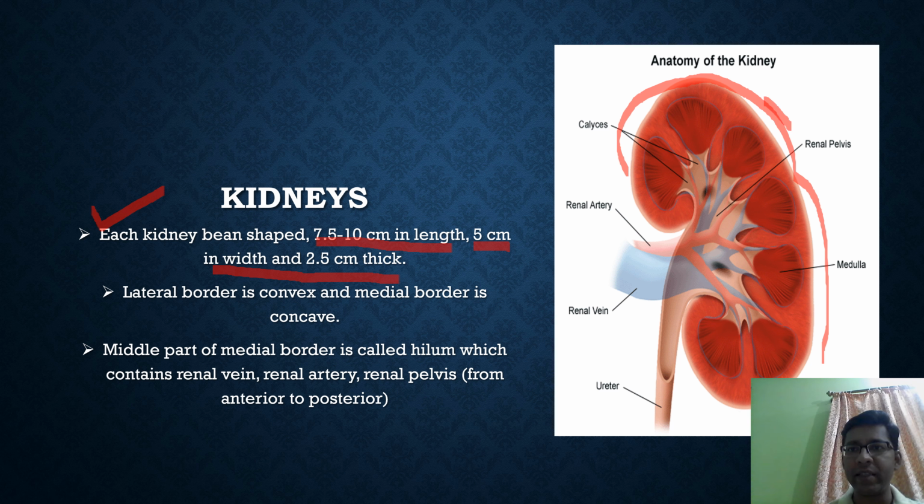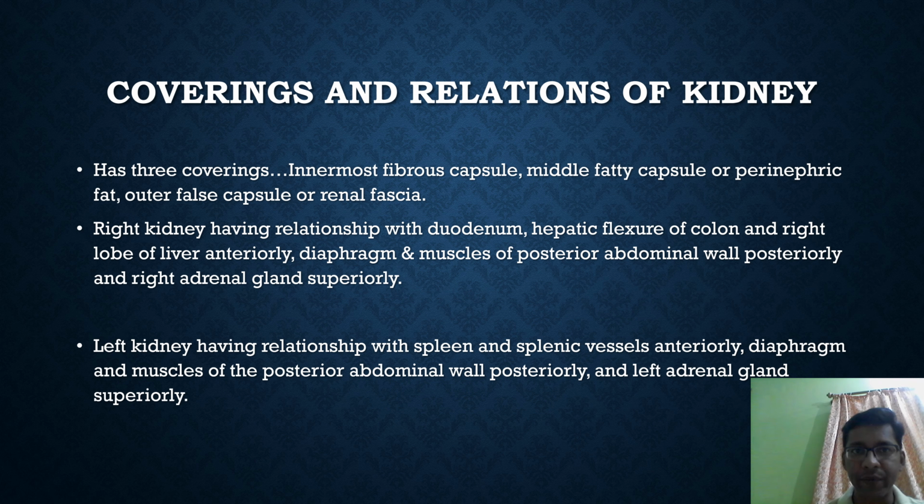Lateral border, we can see this is the lateral border, which is convex, and this is the medial border which is concave. Middle part of the medial border is called the hilum. This is the hilum of the kidney, which contains renal vein, renal artery, renal pelvis from anterior to posterior. You can see this is the renal artery, this is the renal vein, and this is the renal pelvis. They are all situated from anterior to posterior in the hilum of the kidney.